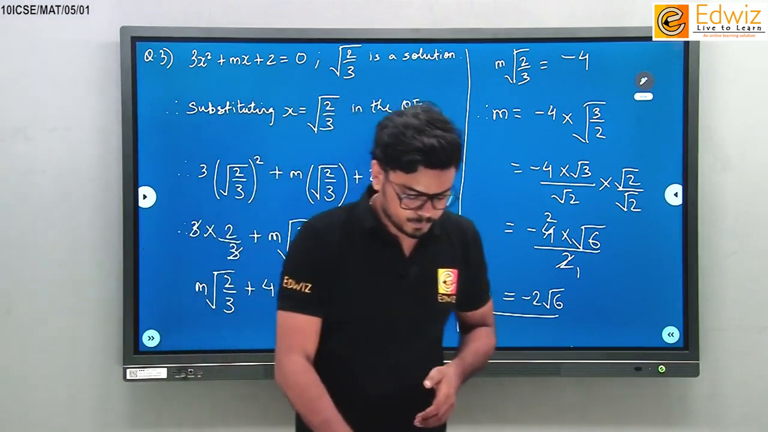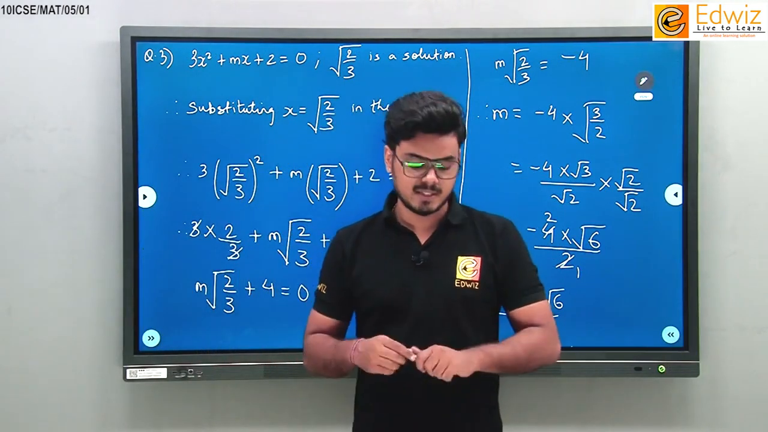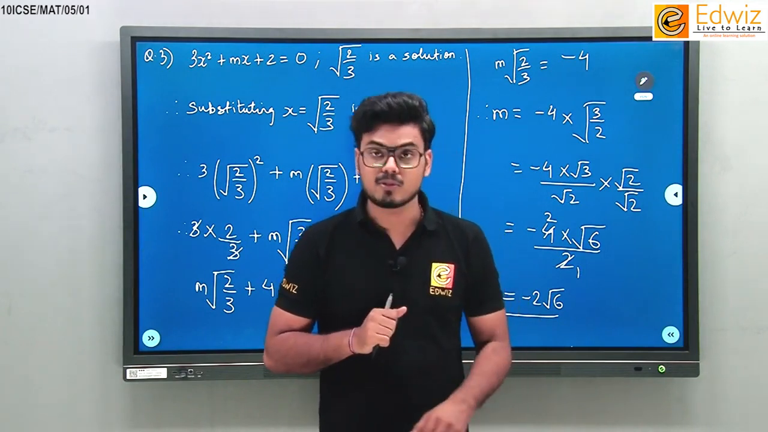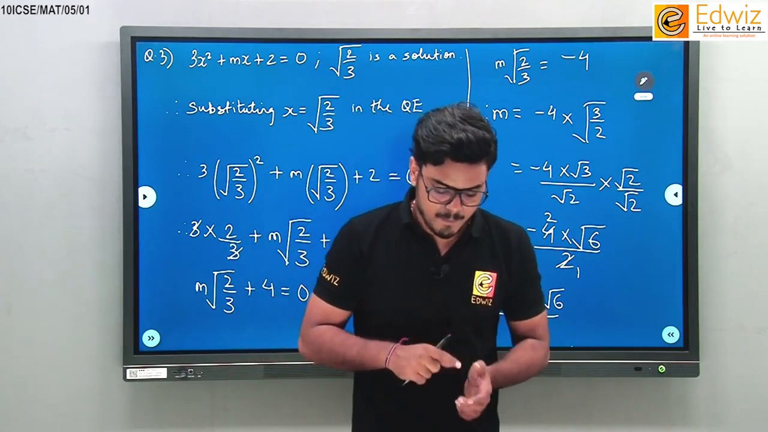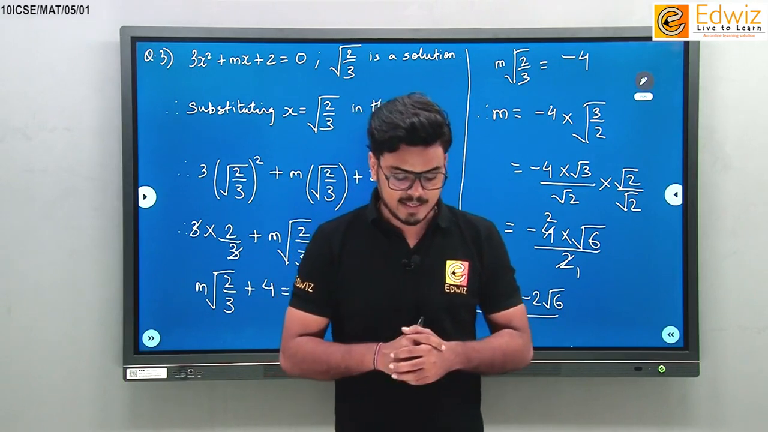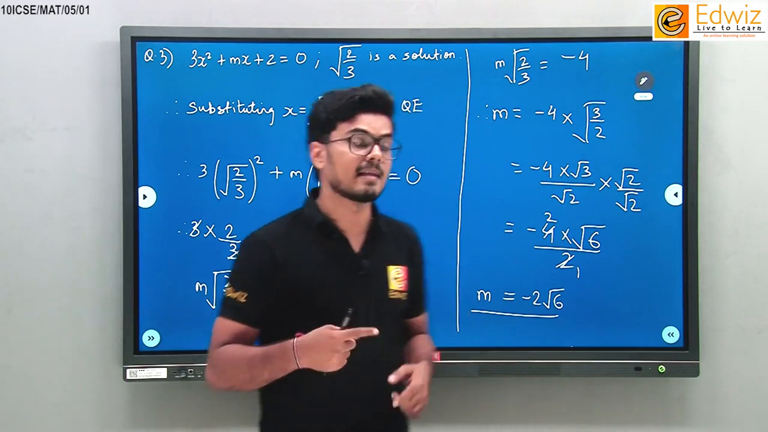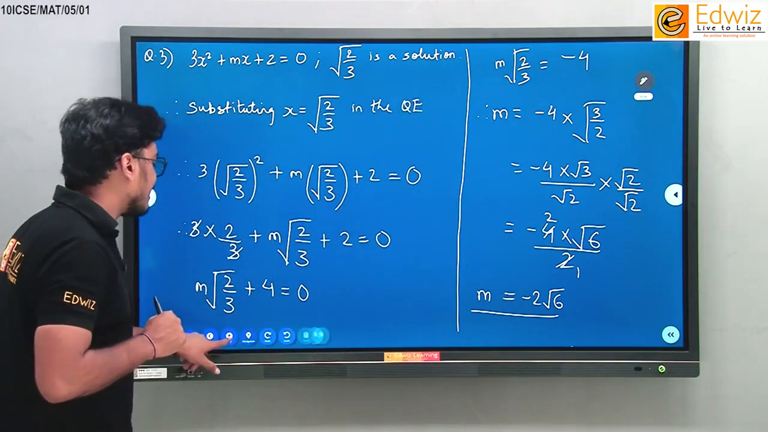Let us continue. Now moving on to the fourth question in the textbook. 2 upon 3 and 1 are the solutions of equation mx square plus nx plus 6 equal to 0. Find the values of m and n. So this time we have to find two values.